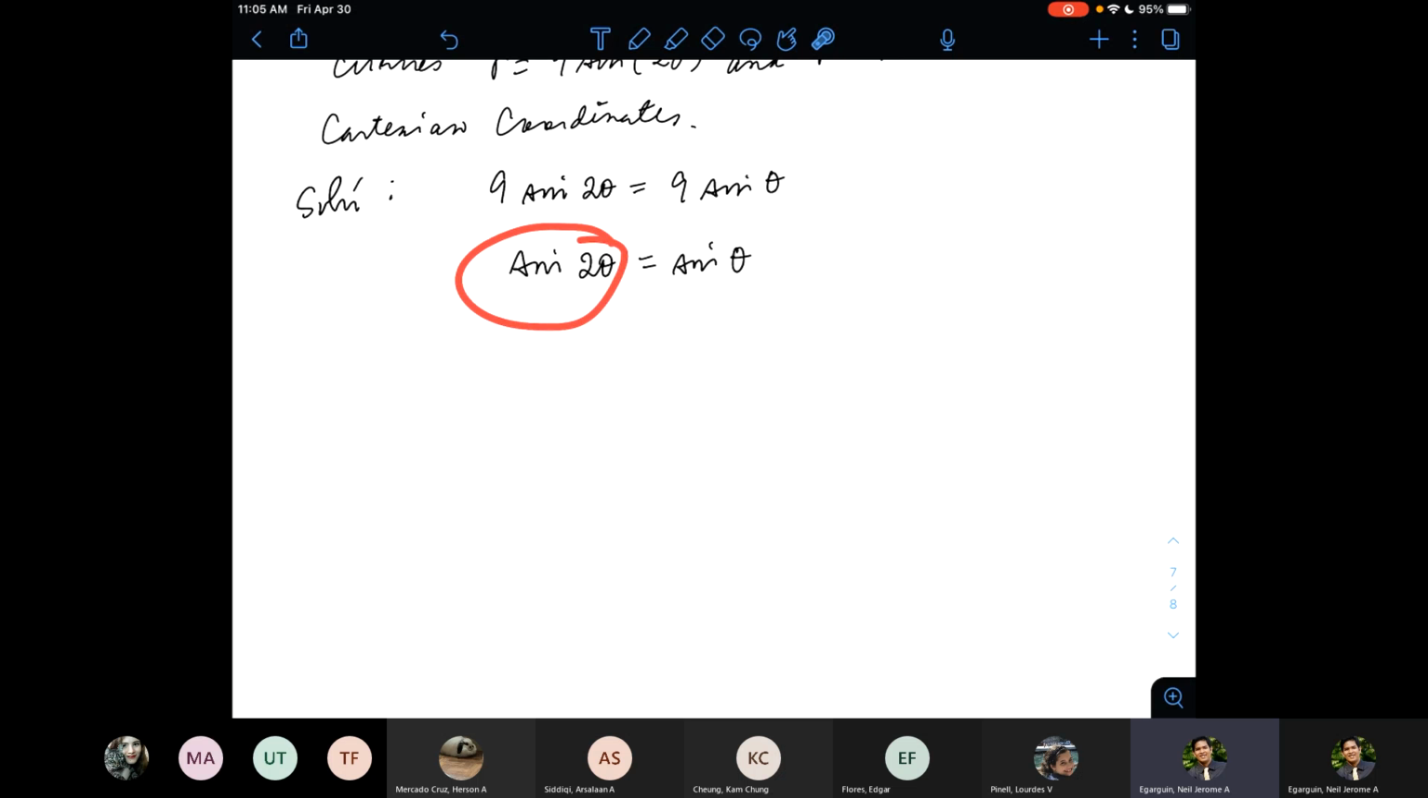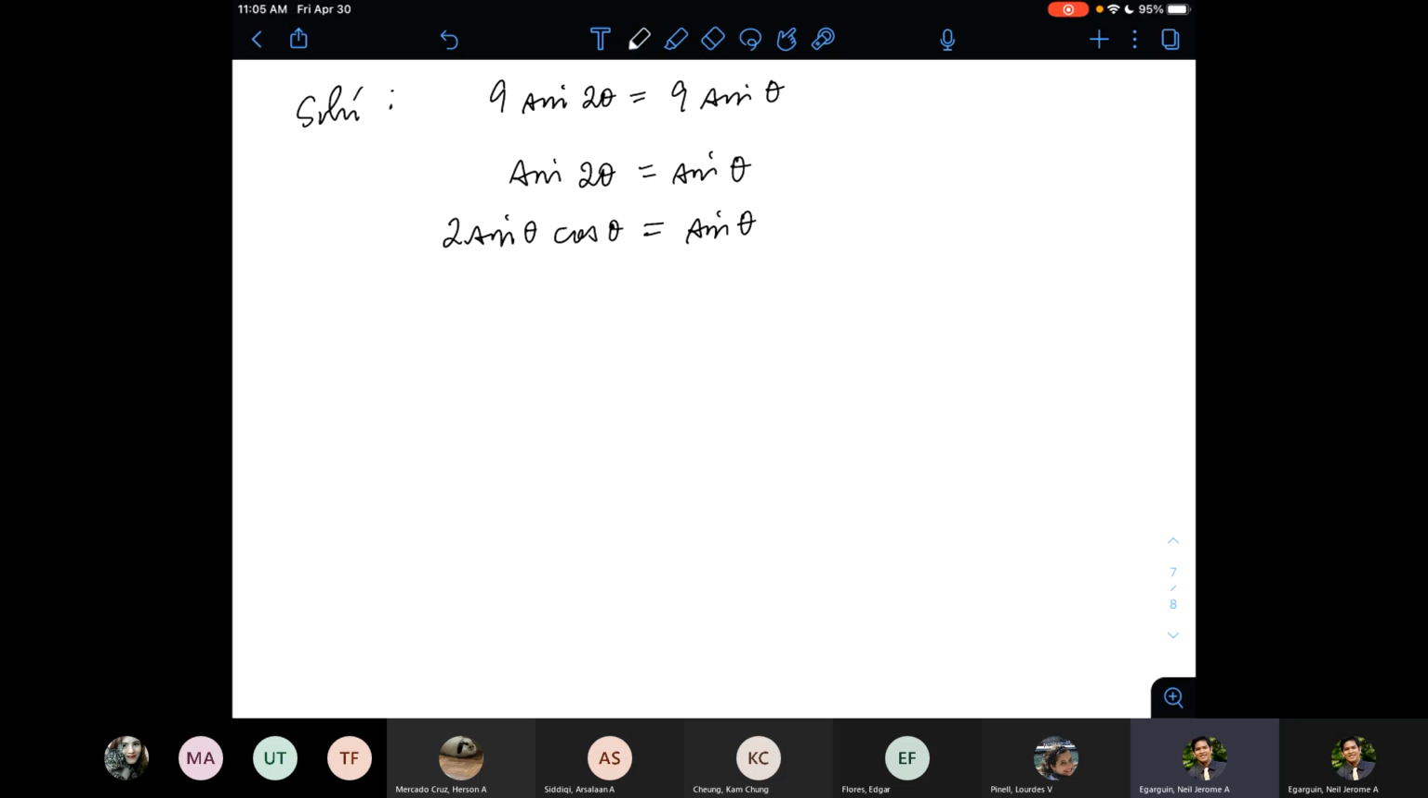For the left-hand side, I can use a double angle identity. If you go back to your pre-cal notes, you will see that sine 2 theta is equal to 2 sine theta cosine theta, which is a good reminder that you need to at least review these basic identities for solving for points of intersection, right? This is what I'm telling you since the beginning of the class, that math is a sequential course. So you probably will need things that you have learned in previous classes in more advanced ones, right?